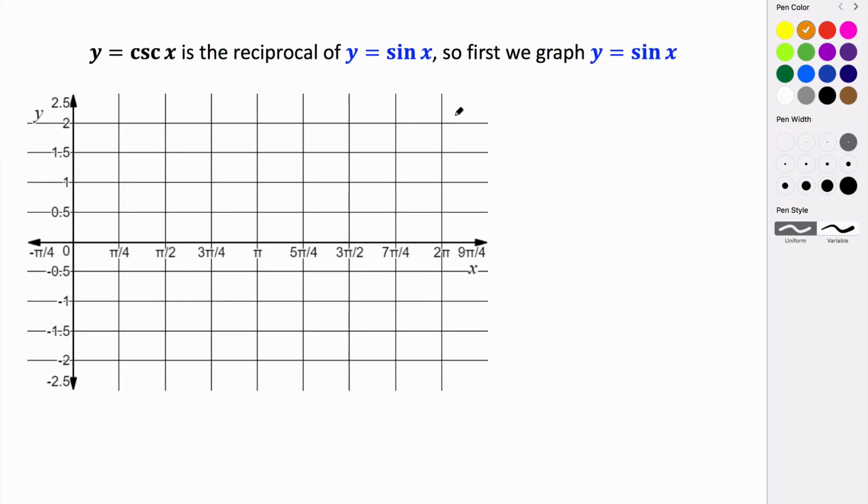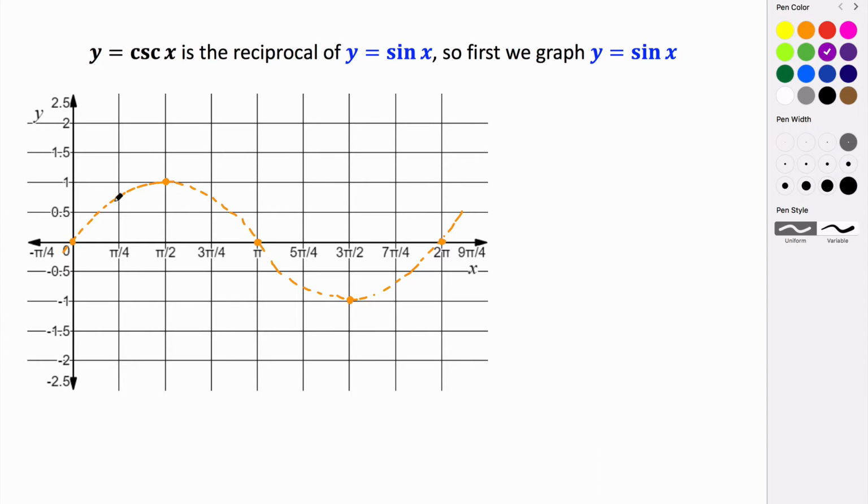So we know that the sine function starts at an x-intercept, and at pi over 2, we have a maximum value. At pi, we have an x-intercept. At 3 pi over 2, we hit a minimum value. And then at 2 pi, we have an x-intercept. And the sine function is here. And that is the sine function.